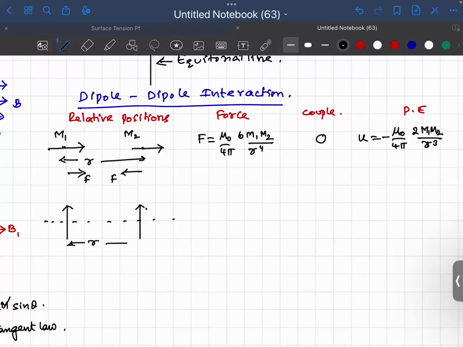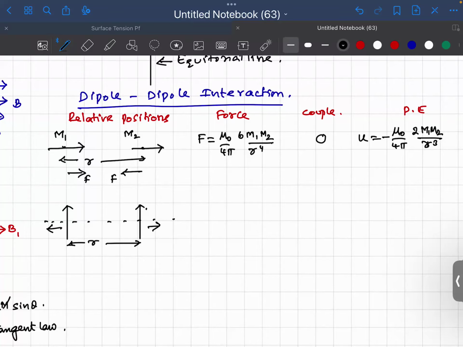Same distance. Remember, in the axial condition, you will notice an attraction force. In the equatorial condition, you will notice a repulsion force, even though both are directed the same. Why? In the axial case, the field is in the direction of the axial line.